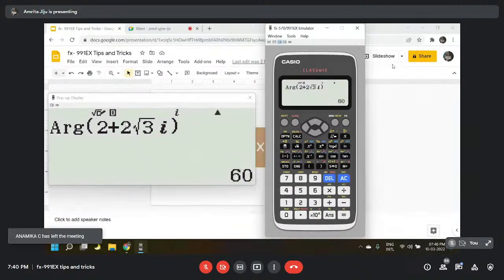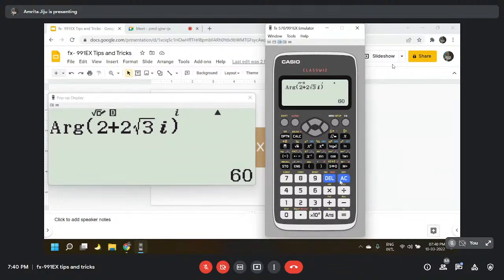Why is it 60? Tan inverse of 2 root 3 by 2. So the 2 and 2 get cancelled. Tan inverse of root 3, which is tan inverse of tan 60. So the argument of the function is 60. That's how you get the argument of this particular complex number. Okay, so that's how you find it.